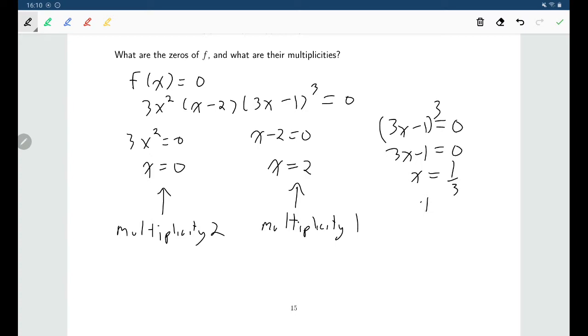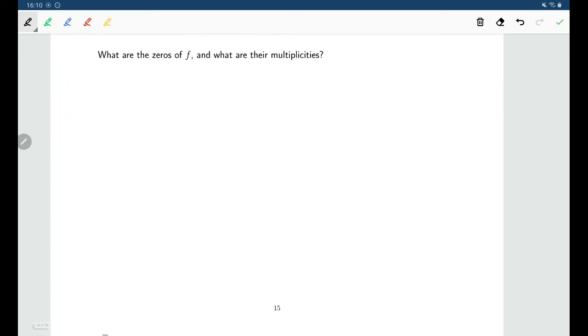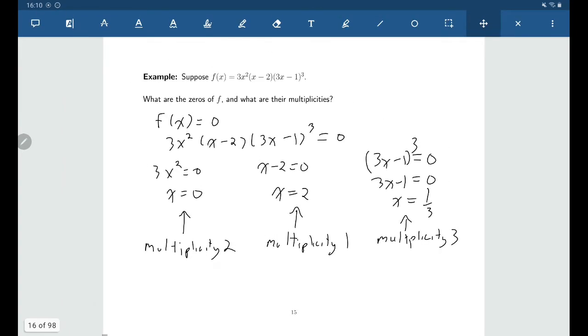And for x being a third, that came from solving 3x minus 1 cubed equals 0. And that factor shows up 3 times, so that means that that third has a multiplicity of 3. So this polynomial had 3 zeros, 0, 2, and 1/3. Some of them had a multiplicity of 2, some had a multiplicity of 1, and one of them had a multiplicity of 3.